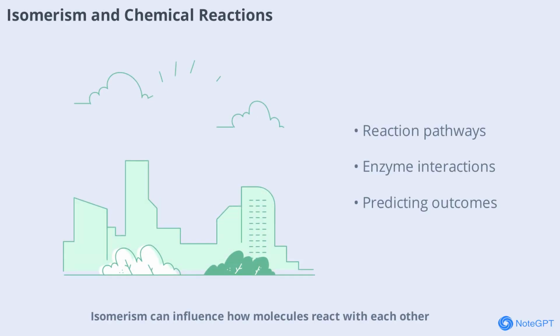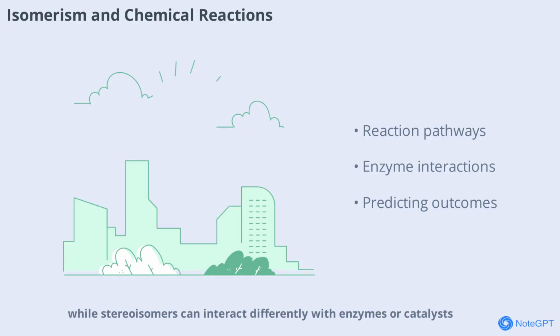Isomerism can influence how molecules react with each other. Structural isomers may undergo different reactions due to the arrangement of their atoms, while stereoisomers can interact differently with enzymes or catalysts. This is especially important in organic synthesis, where selecting the right isomer can lead to higher yields or desired products. Understanding isomerism allows chemists to predict and control chemical reactions more effectively.